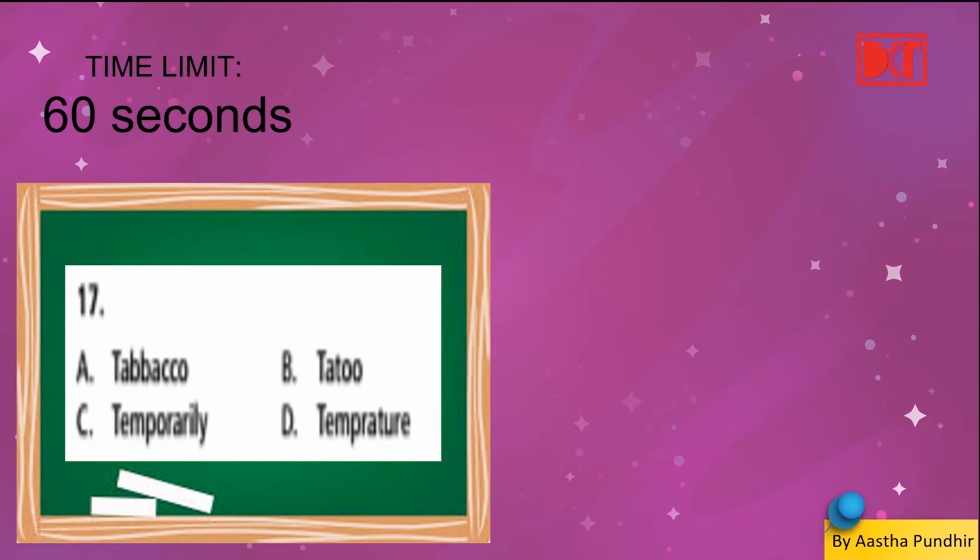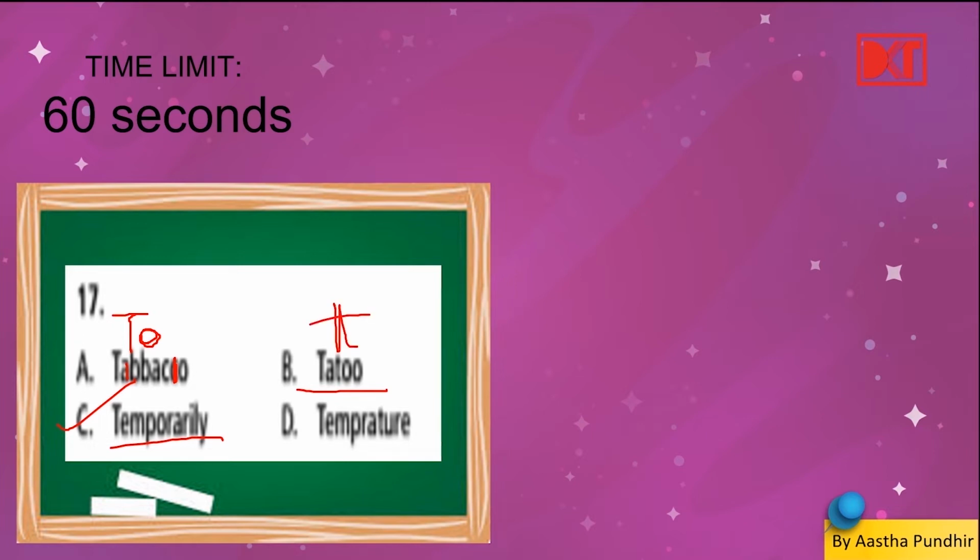Okay, here the correct spelling is that of C, temporarily. The other options, tobacco. Now tobacco is actually spelled as TOBACCO. So there will be a single C here, and instead of an A we're supposed to have O. Sorry, let me repeat. TOBACCO. Alright, then in tattoo we get a double T in the middle, so TATTOO.